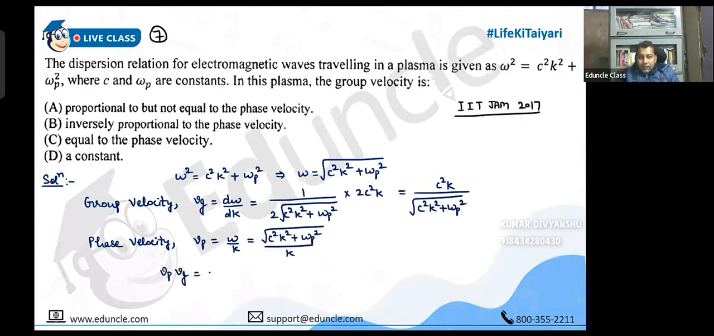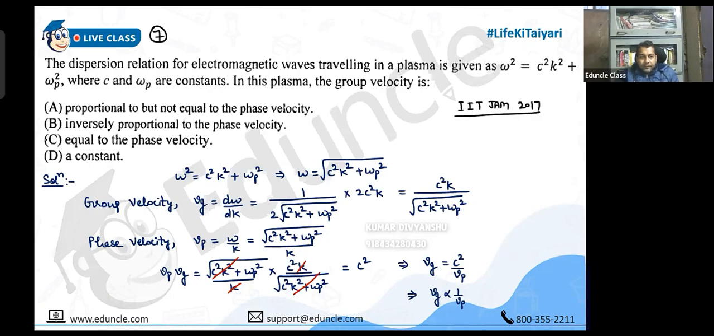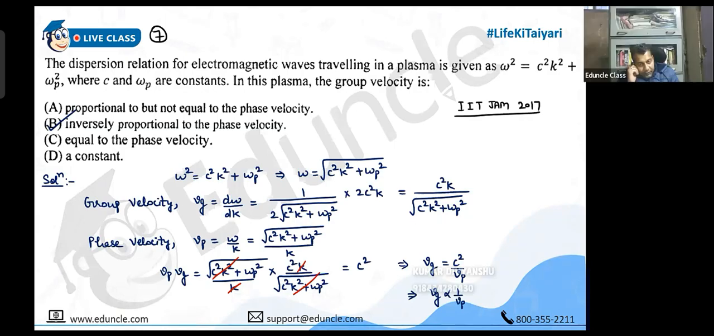So Vp into Vg comes out to be C square, na? So it means Vg is equal to C square by Vp. So Vg is inversely proportional to Vp, na? So inversely proportional to the phase velocity. Please check. Yes, sir. Sir, if we differentiate the direct expression, it will come immediately. Yes, that will also come directly.